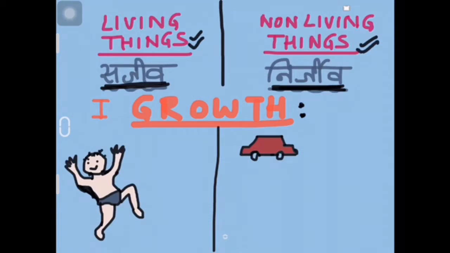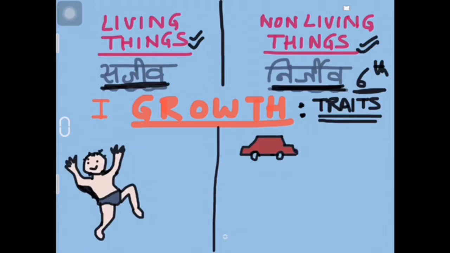We have been studying the differences since 6th class. You already know it, right? So here also we will study the differences between living things and non-living things through various traits or features or characteristics. Around 5-6 traits we will study. The first trait being growth.